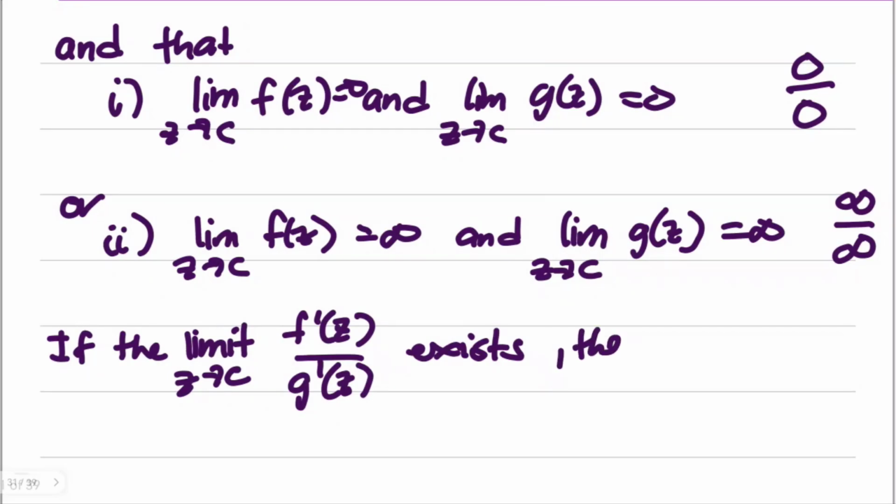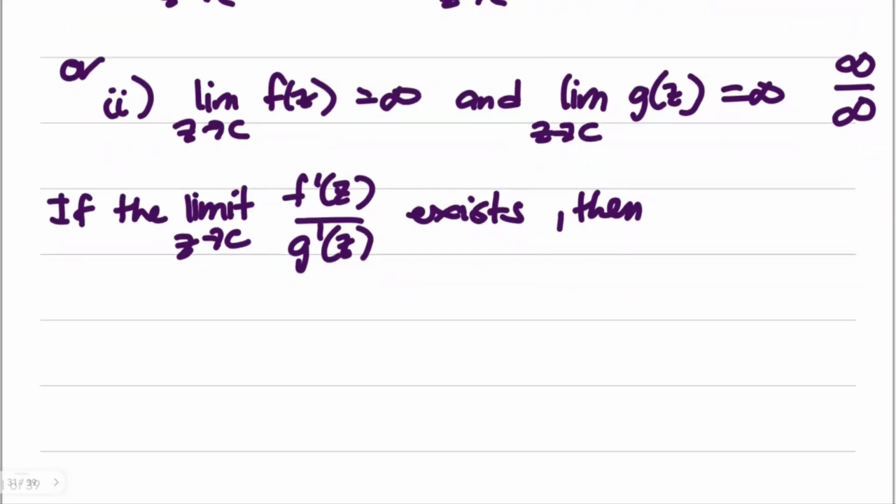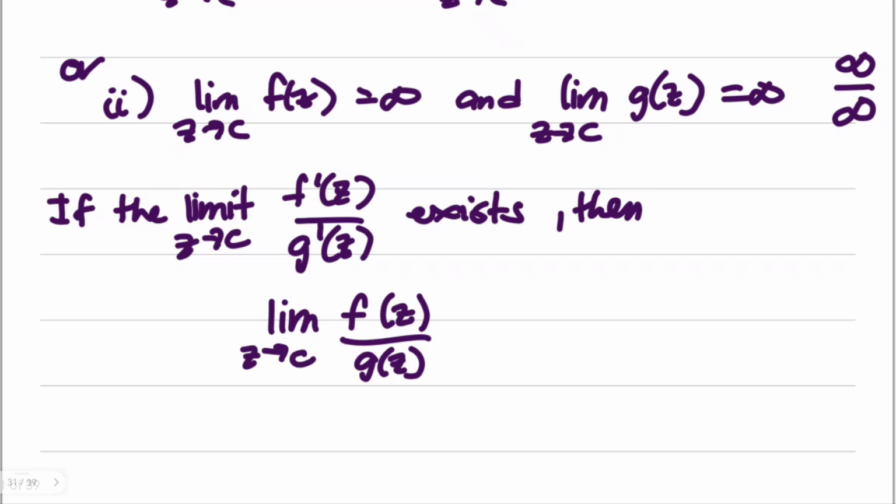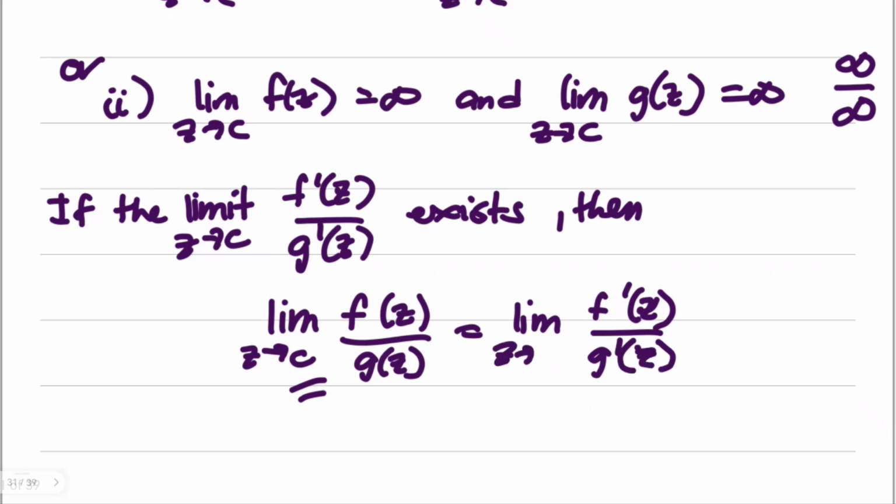then we can now say that the limit of the original function, which supposedly would be indeterminate as z approaches the certain value of c, would just be equal to the limit of the ratio, or the quotient, of the derivatives of the two functions, still as z approaches c. So this is L'Hopital's rule.